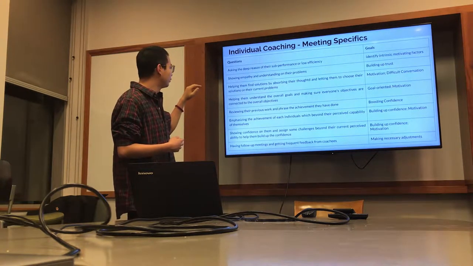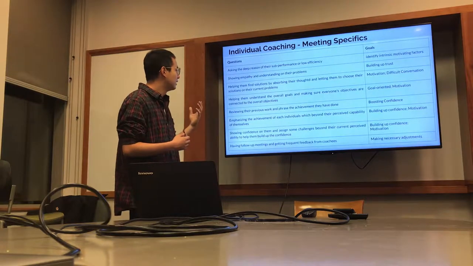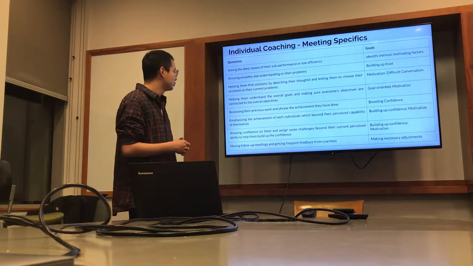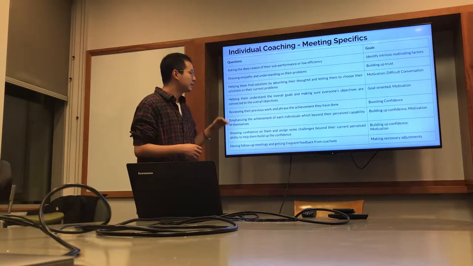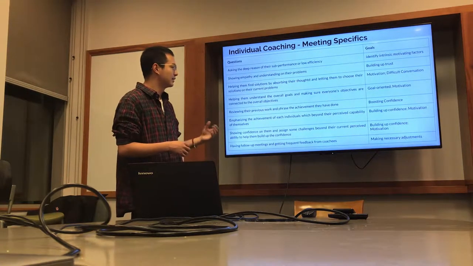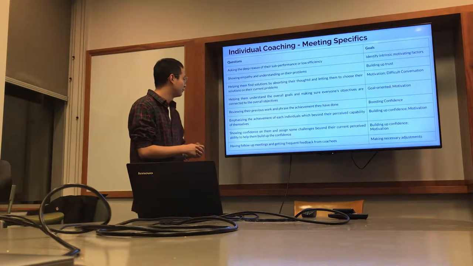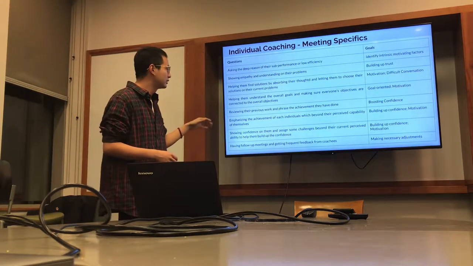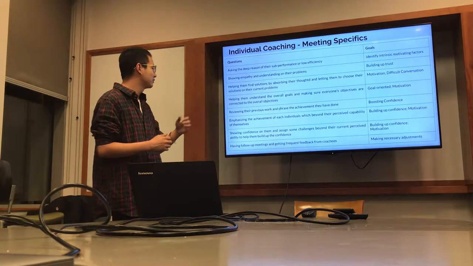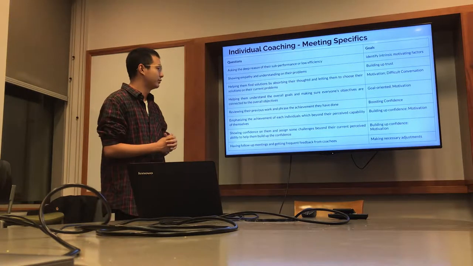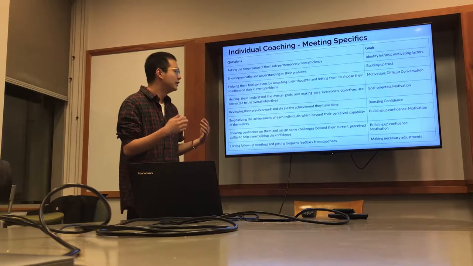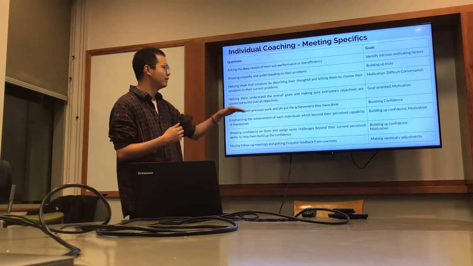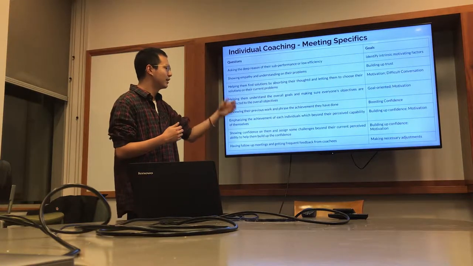The next part is helping them find solutions by absorbing their thoughts and letting them trust their solutions to their current problems. That could give them good motivation and conduct some difficult conversations to solve the problem. The next part is helping them understand the overall goals and making sure everyone's objectives are connected to the overall objective. That could build up a goal-oriented work culture and give them some motivation on their goals and figure out what they want to do.